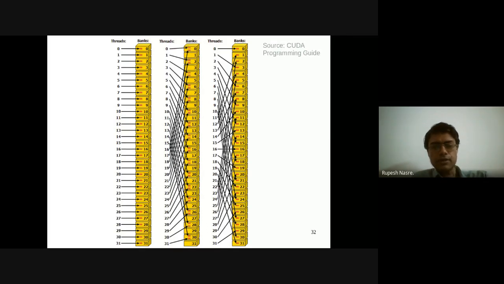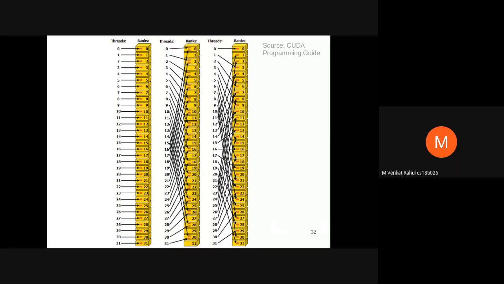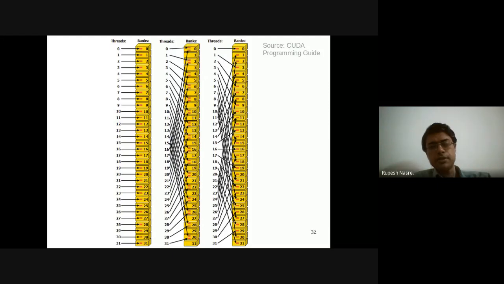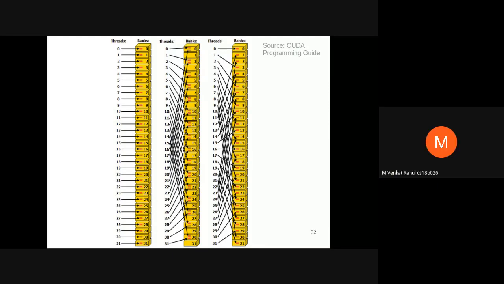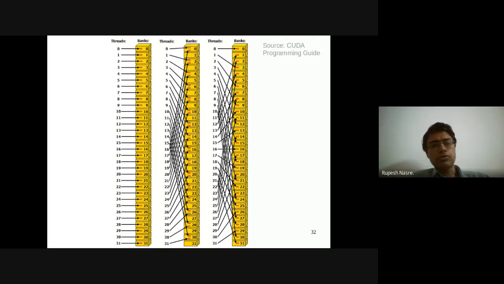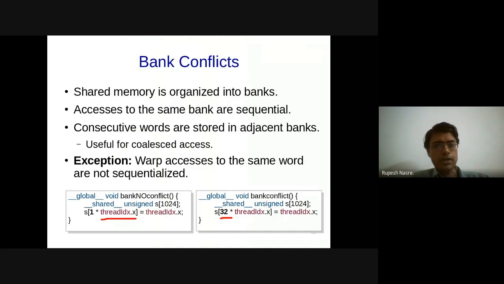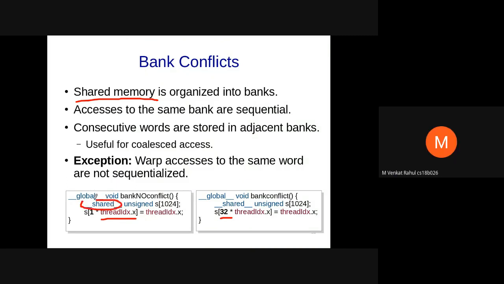Yes, Venkat. Just making sure that this bank organization is for the RAM, right? We're talking about the RAM, right? No, no, no. We are talking about shared memory. We are only talking about shared memory. Okay, so the RAM is not organized this way. No, no, no. RAM has a different architecture. This we are talking about only shared memory. If I probably did not make it clear. Okay, sir. Thank you.